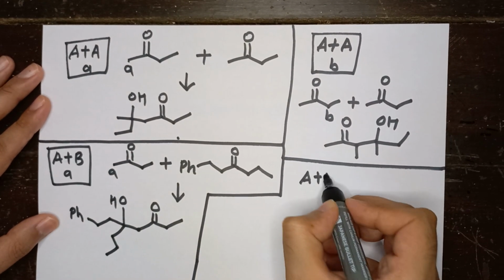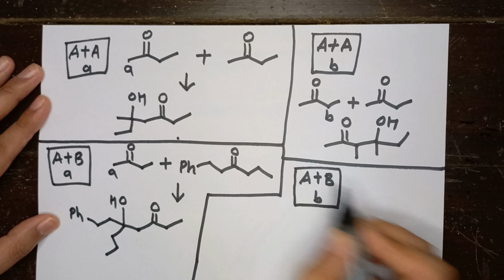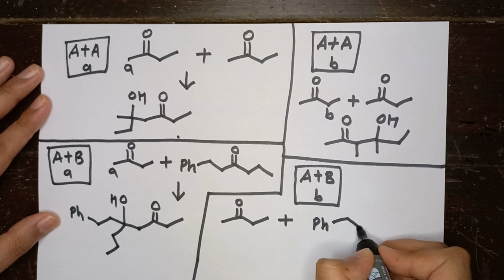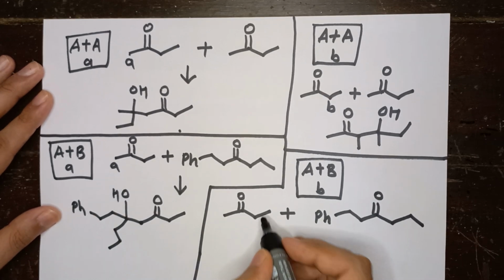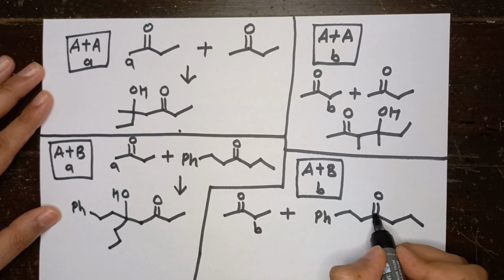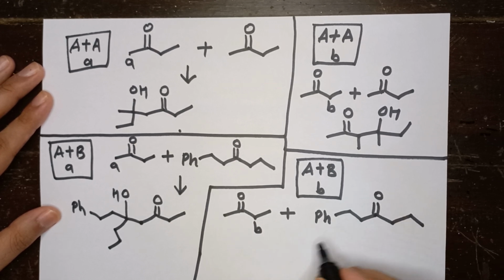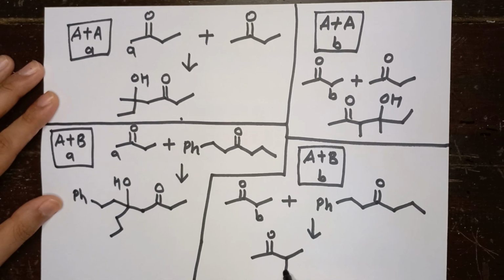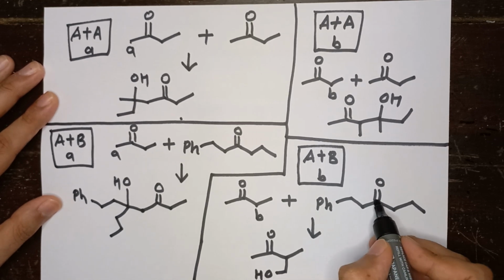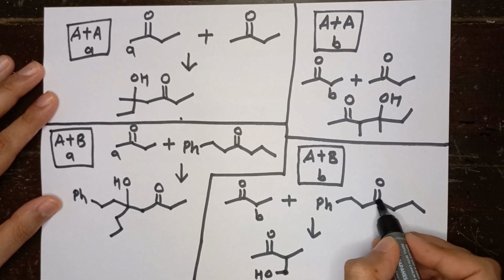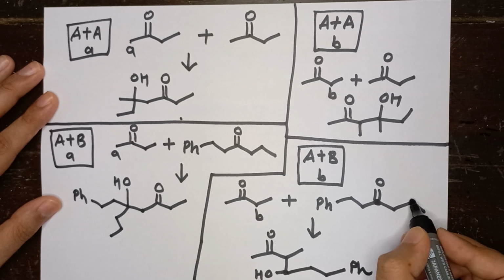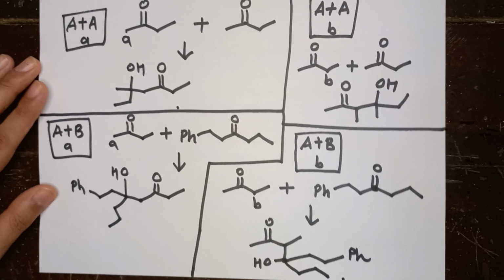Now A can react with B from B side. So this is my A, this is my B, from B side. So connect this carbon with this carbon, convert it into OH, and the rest will be the same. So here we have OH. So this carbon is this carbon. This has one OH, CH2 CH2 CH3, and CH2 CH2 CH3. So this is the another product.